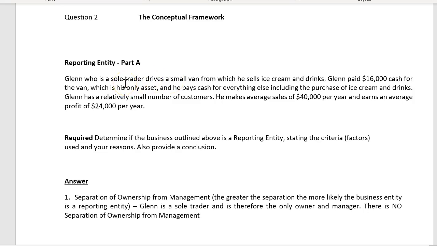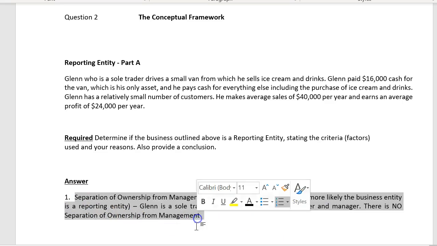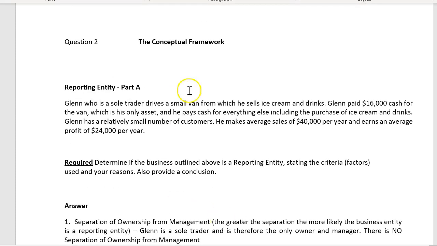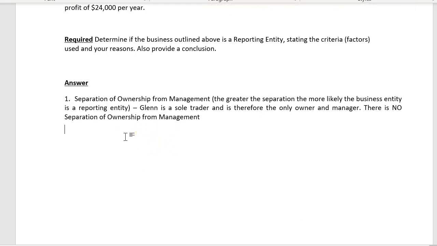So Glenn is a sole trader, which means Glenn is the sole owner of the business. He's the one who manages the business by himself, which means there is no separation of ownership from management. Glenn is the owner and manager. That's part 1. So if Glenn manages his daily operations, from selling ice cream and drinks to record keeping, then Glenn is the owner. He also runs his daily business affairs, which means there is no separation of ownership and management.